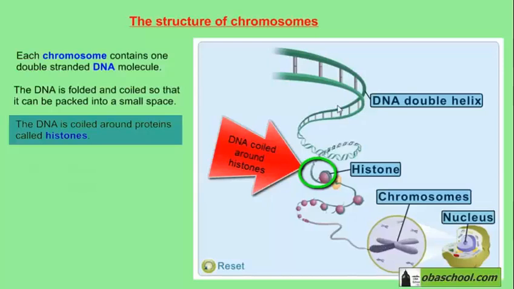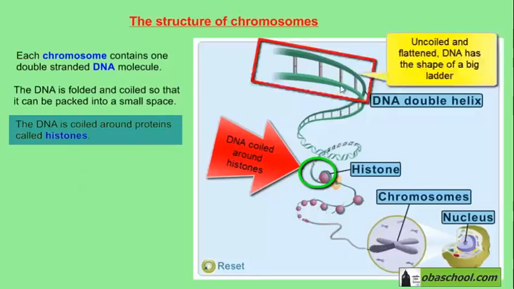The DNA itself is a double helix. This is its geometrical shape. It is the double helix form. When we uncoil the DNA from this double helix form, it has this flattened shape that looks like a ladder. It is a ladder of two strands that are joined together.